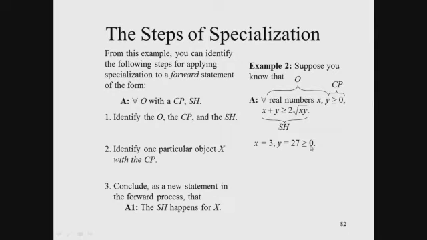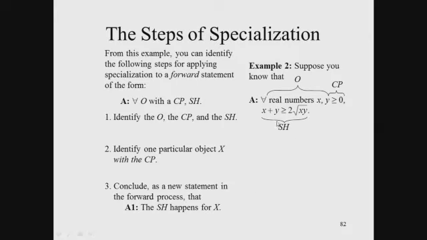So can you help me with this numerical example over here? What is the result of specializing the statement A to the values x equals 3 and y equals 27? What is the result of specialization? 3 plus 27 is greater than or equal to 2 times the square root of 3 times 27. Exactly. So all you do is replace the x and the y with their specific values and write the something that happens as a new statement in the forward process.